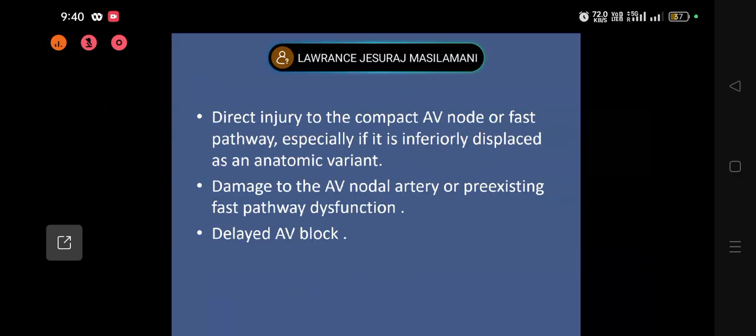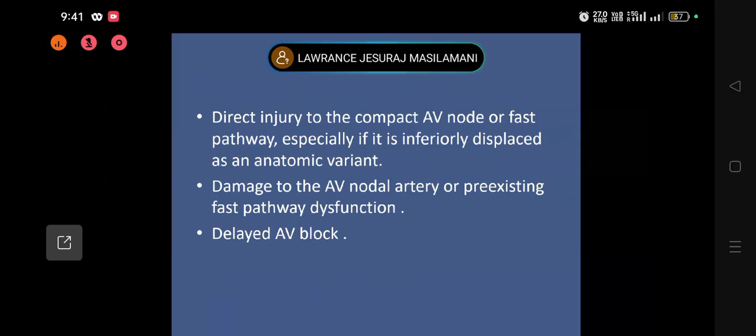Direct injury to the compact AV node or fast pathway, if it is inferiorly placed, you can hit it. Damage to the AV nodal artery or a pre-existing fast pathway dysfunction: you are ablating a slow pathway and the patient already has a fast pathway injury or fast pathway disease, you may get an AV nodal block. And some people can get a delayed AV nodal block. There are patients who come to us after 5 to 7 years of AV nodal reentrant ablation with an AV block. So even then, remain careful.